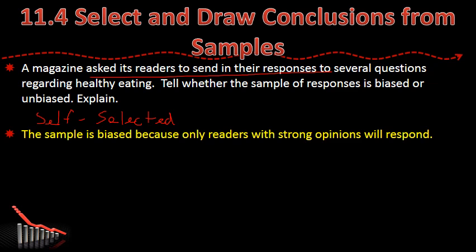Self-selected is almost always biased because usually just those with strong opinions will respond. Either they're really for it or really against it. Those in the middle aren't going to bother.